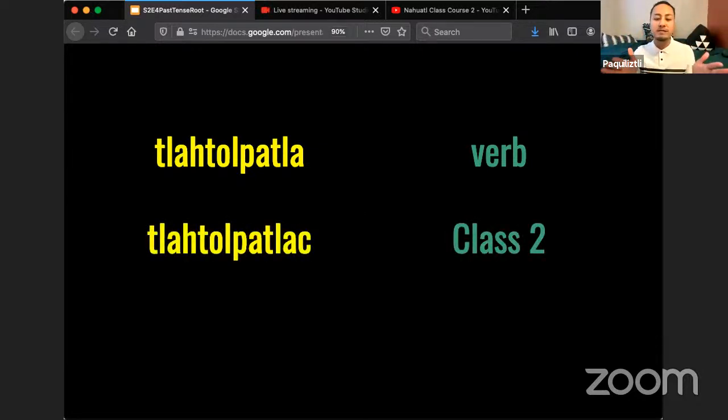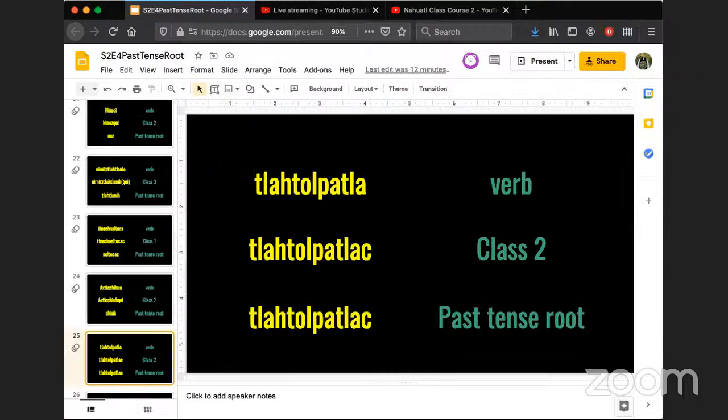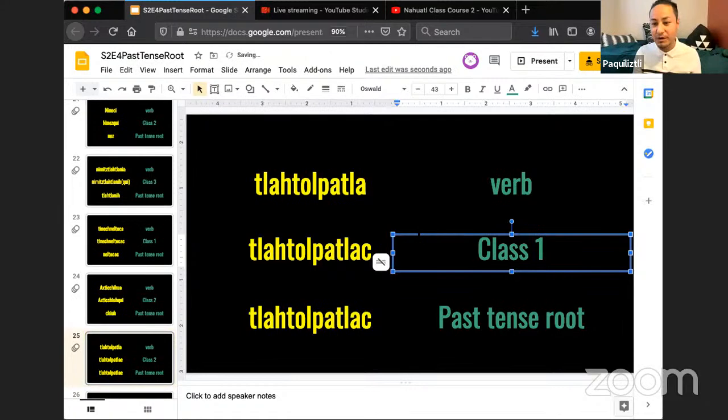And then which part of this, I guess we're going to consider this. Oh, I put the wrong thing. It should not be a class 2. Oops. Class 1. Class 1 verb. And now you know the past tense root. Well, the past tense root is basically the same as for class 1's, the whole verb, basically.